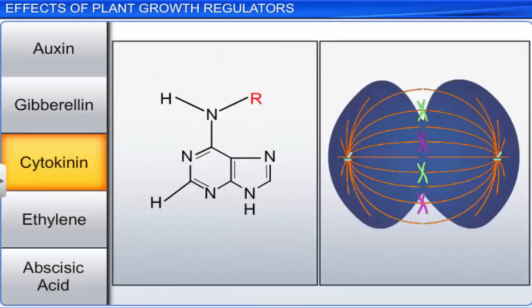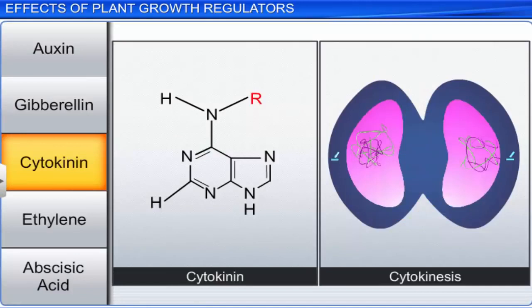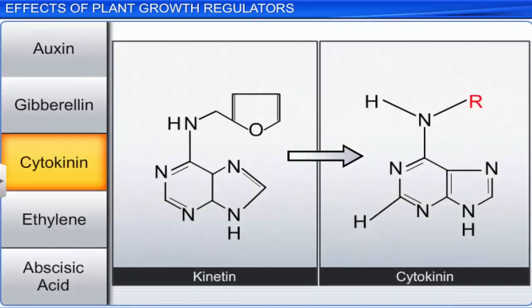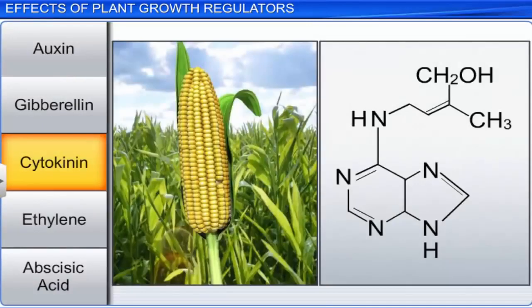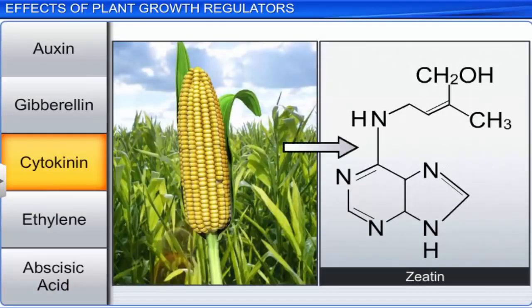Growth promoter cytokinin plays an important role in the cytokinesis or the division of cytoplasm in a plant cell. They were first discovered in the form of kinetin, a purine derivative. One type of cytokinin, zeatin, was later isolated from corn kernel.